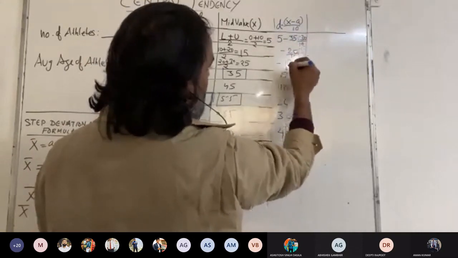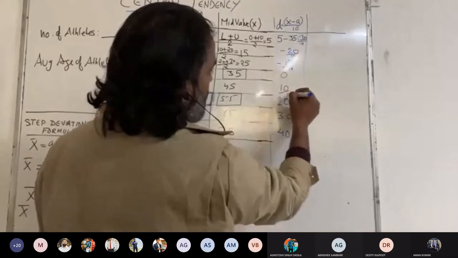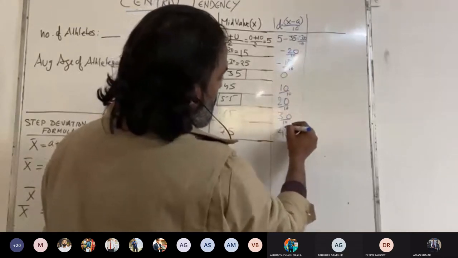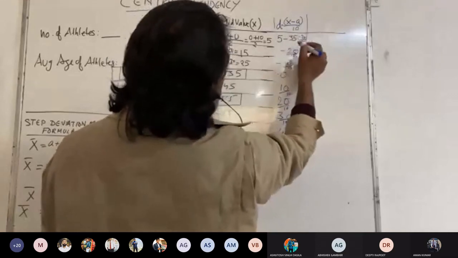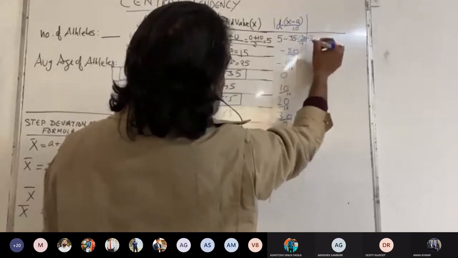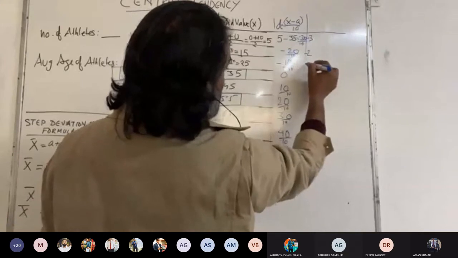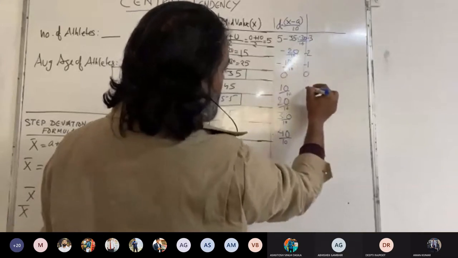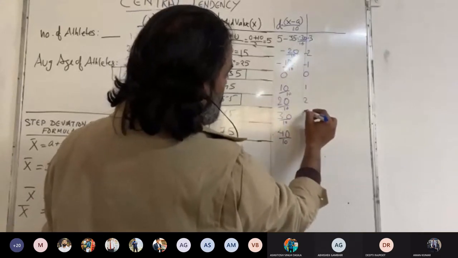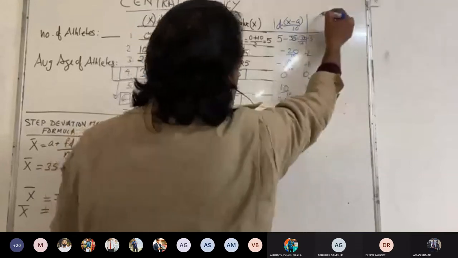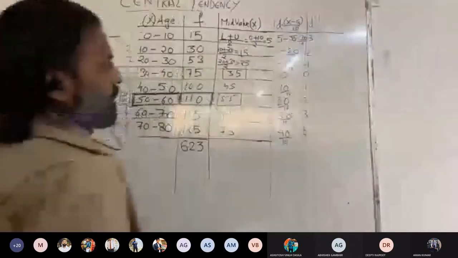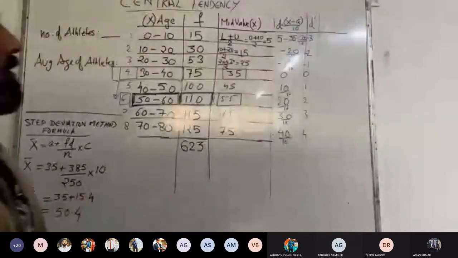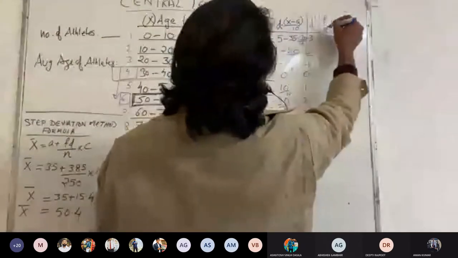Then it will become minus 3, minus 2, minus 1, 0, 1, 2, 3, 4. It's easier now to calculate. Now do it. You have to do fd dash now.